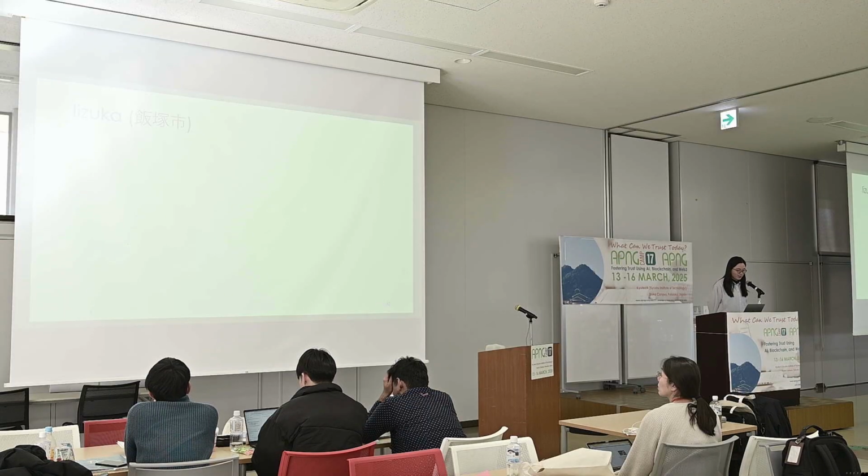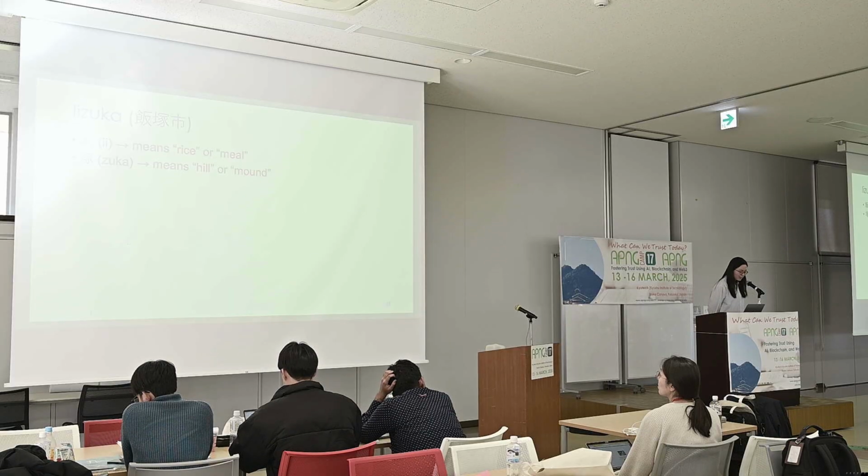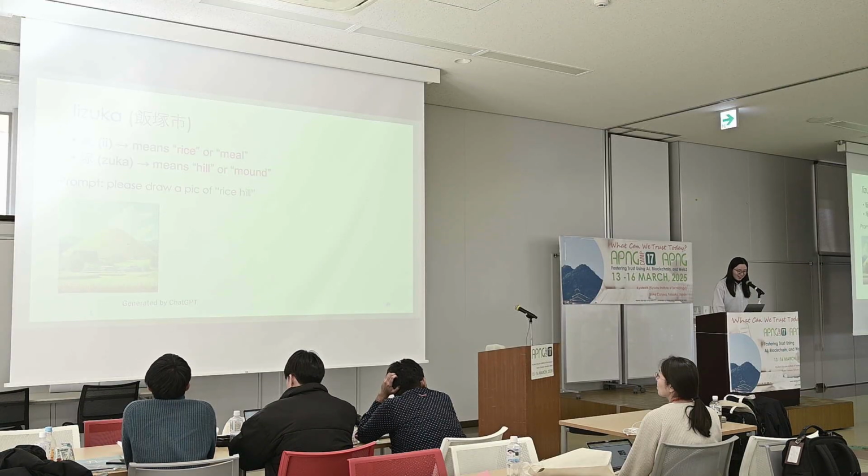Okay, now let's see one small example. Now we know Yujie, right? I think I'm reading this word correctly, but it's not easy for me to remember this name. So last night I tried to search what Yujie means, and it gave me the meaning that Yu means rice or meal, and Jika means hill or mount. So I asked ChatGPT, please draw a picture of a rice hill. And this is one picture by ChatGPT. Then I asked for another one, and it gave me another one.